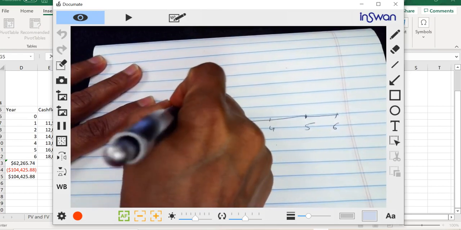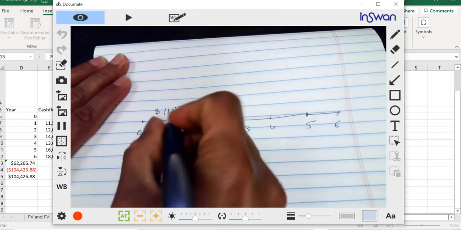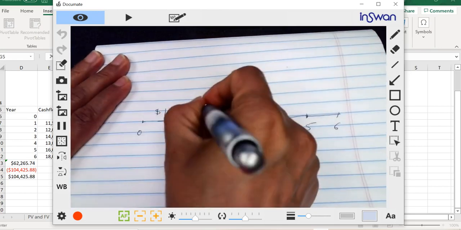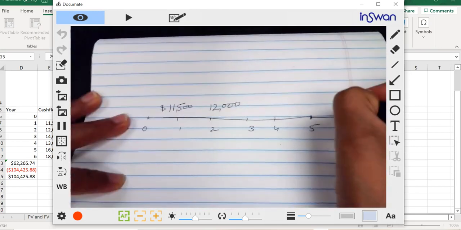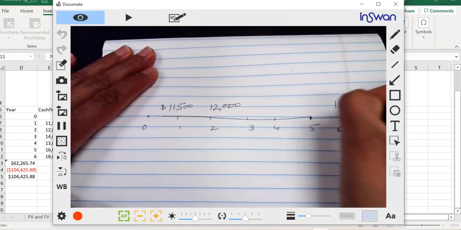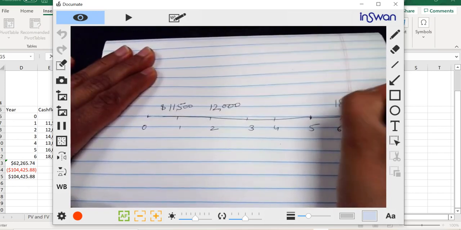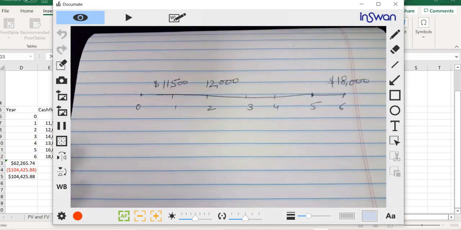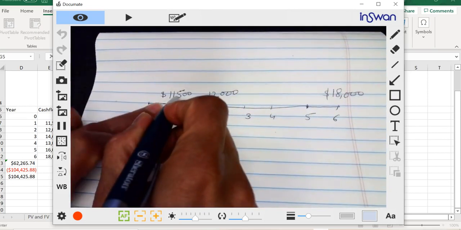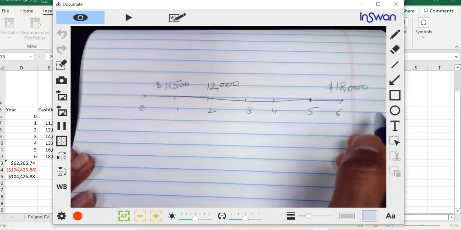So $11,500 of cash flow is at time t1, $12,000 of cash flow is at time t2, and at time t6 it is $18,000 of cash flow. There are some different cash flows in the middle. So one way is to get the future value of all these cash flows.